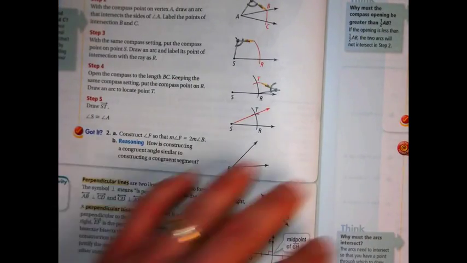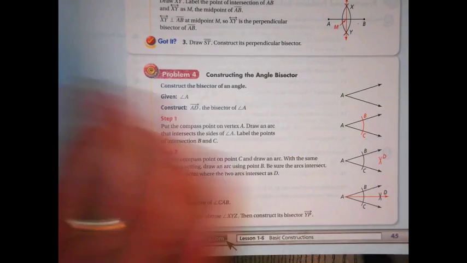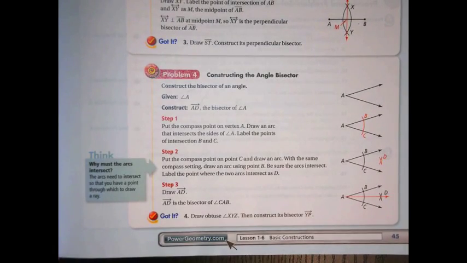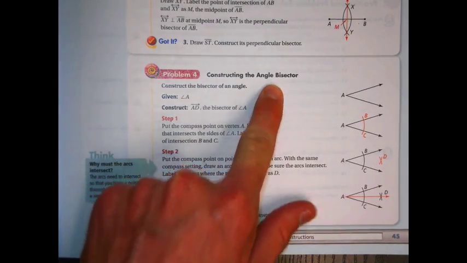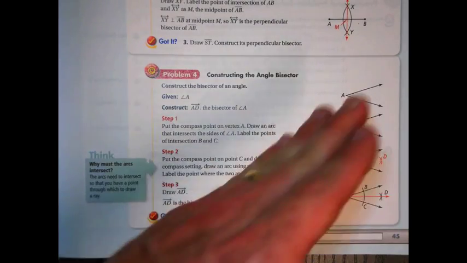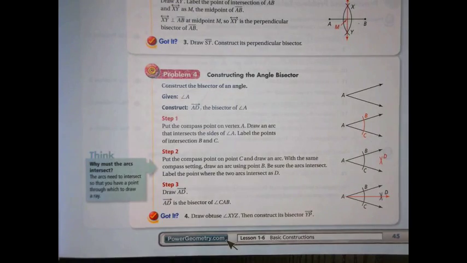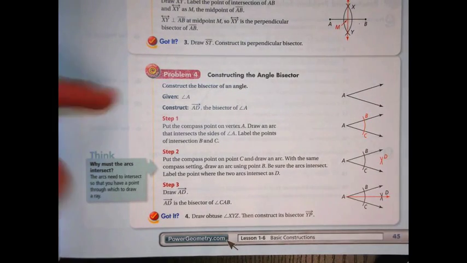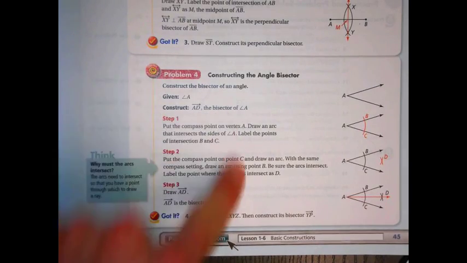Anywho, we're going to start talking about bisectors next. Okay, bisector. So we have to know what bisector means. The first bisector we're going to construct is an angle bisector. I'm going to skip problems. So what does bisector mean? Bisector means cut it in half. So let's work on a construction that deals with constructing a bisector. Here are the steps in the textbook. I'll show you what they might look like.